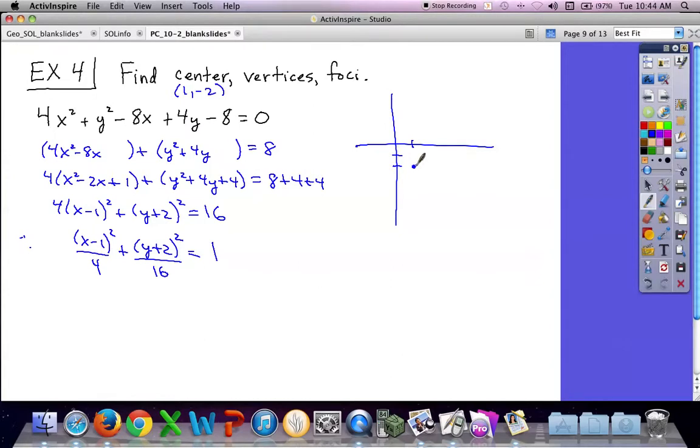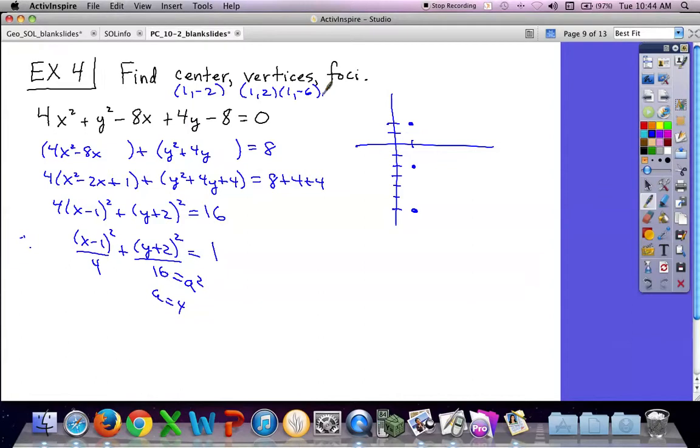What is the value of a? 4. This is a squared. A equals 4. So that means I should go up 4 and down 4. Those are the vertices. What are their coordinates? 1, 2. Negative 6.